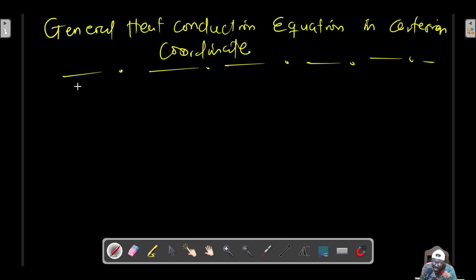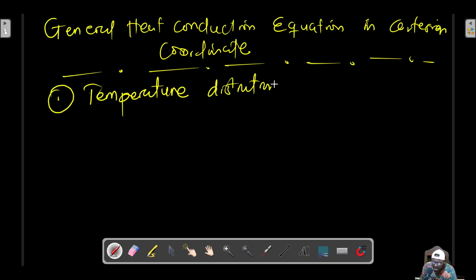Now, what is our aim? So our main aim for the derivation of this particular equation or system of equations is, one, to find the temperature distribution. That is, get an idea of how temperature is distributed over some area during the heat flux flow. So temperature distribution through or within a medium.